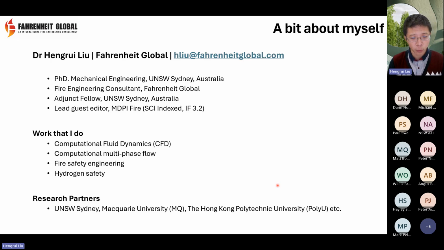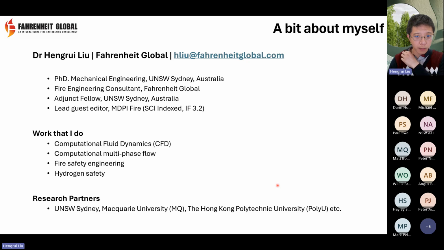The work I do is mainly computational, so CFD in terms of fire engineering and computational multiphase flow. About the multiphase flow part, I will be demonstrating a little bit more of it in the fire suppression part. I also do hydrogen safety as a part of my research, but this is out of scope of today's presentation. But if you are interested, we can talk about it more later as well.